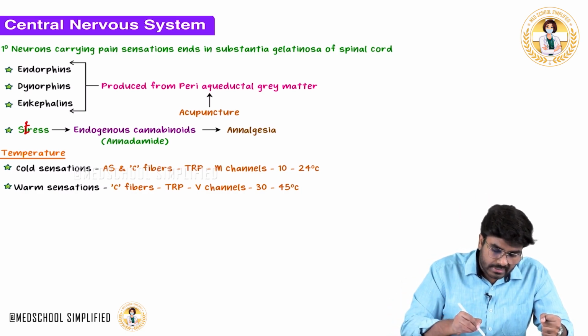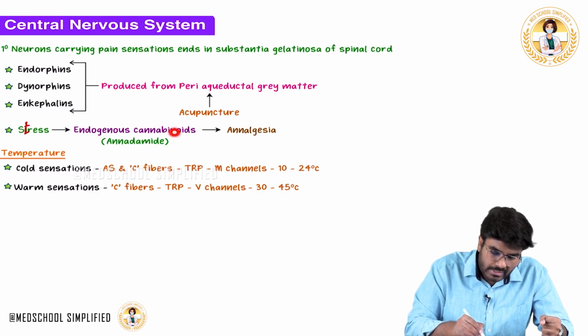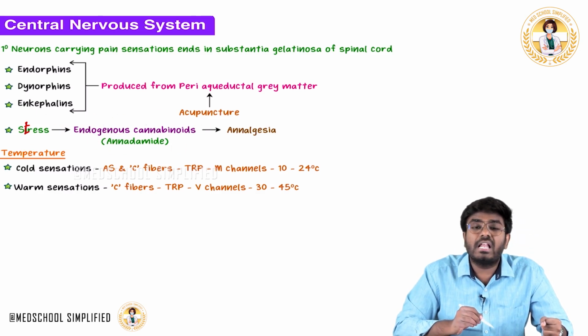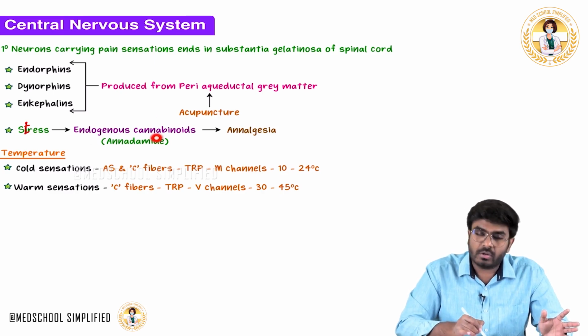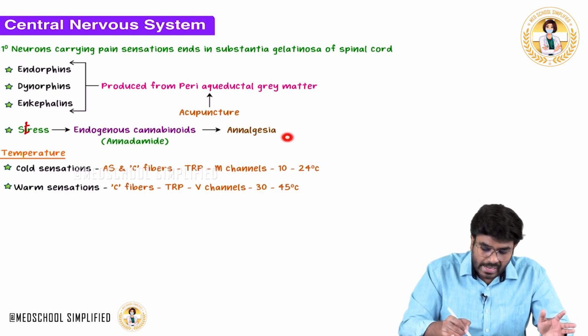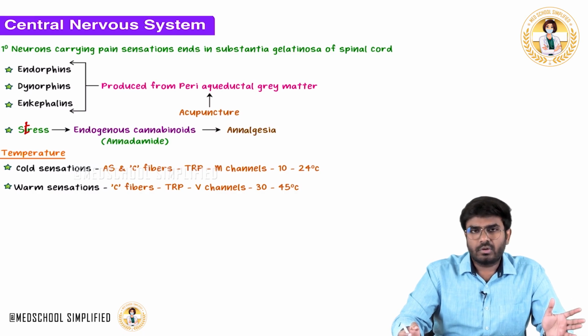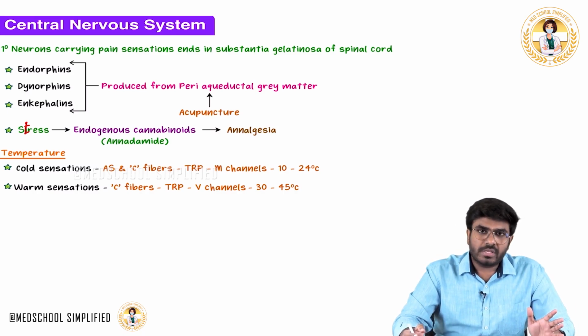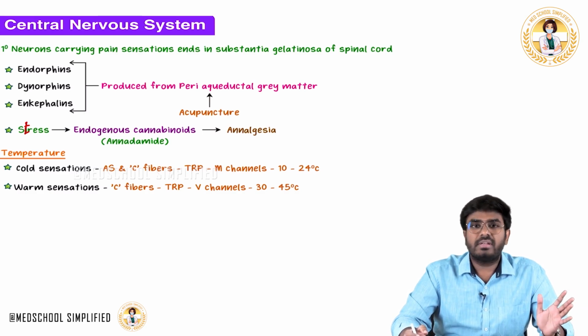Why, sir? Stress is going to produce something called endogenous cannabinoids. These endogenous cannabinoids are the analgesic agents. They are the painkillers. So during stress, you won't feel the pain, because the production of endogenous cannabinoids in the body gives the analgesic effect. So what we have seen is the gate control theory, why acupuncture causes analgesia, and why stress causes analgesia. We have discussed this in this video.